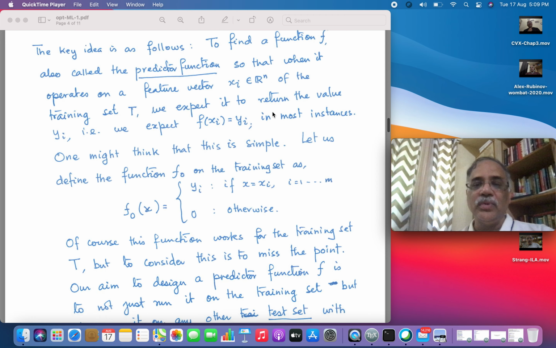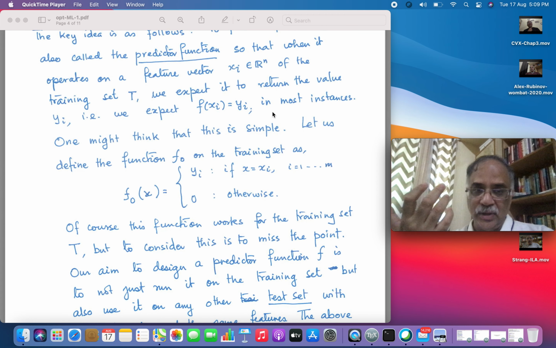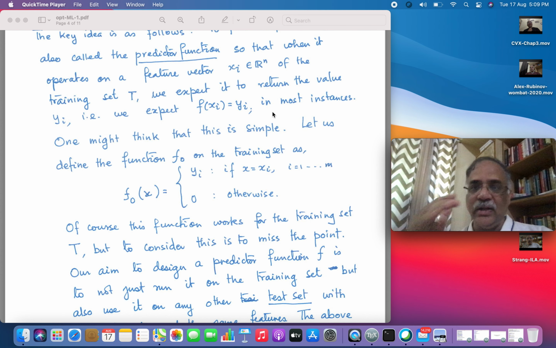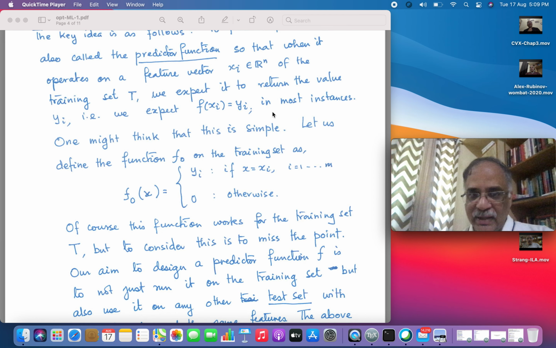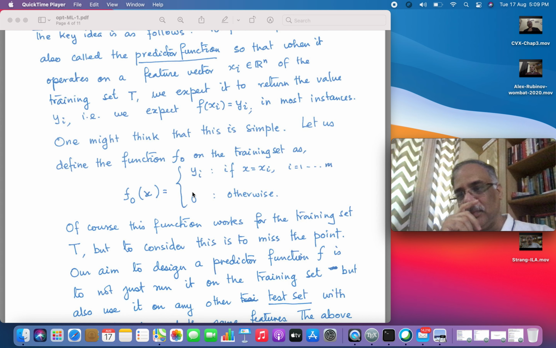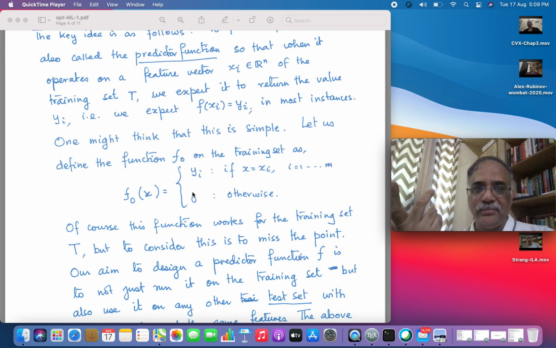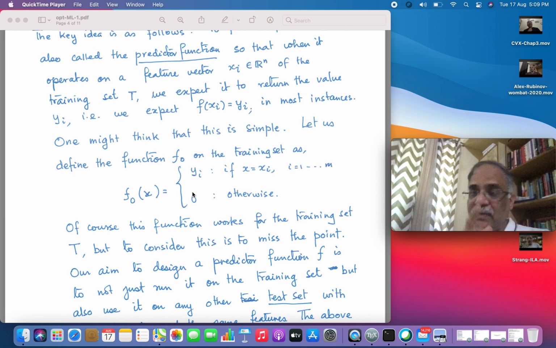This suffers from a problem of what is called overfit. Now suppose I have a test set of data for which I have all the x's, the feature vectors, none of them matches with those of the training data. Then such a function on the test set will give me 0 value, which is meaningless. The 0 is not any of the labels. The label is either 1, 2, or k. So such a function doesn't work.